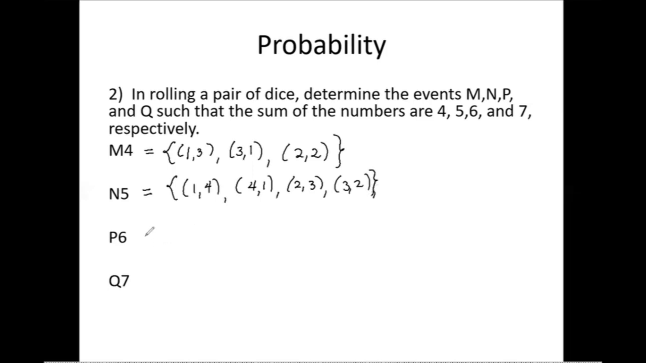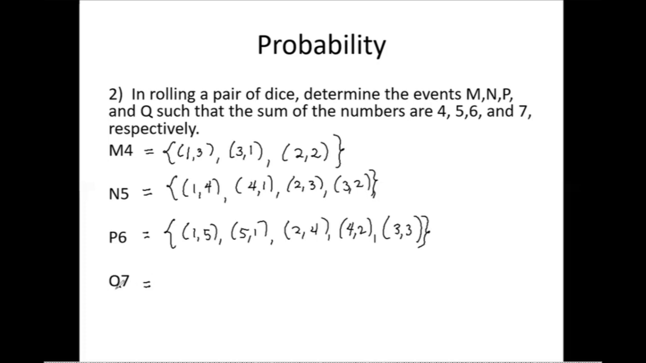Yan. Then, for P, event P, then 6, ang total ay magiging 6. So, pwede ang 1, 5, at 5, 1. Then, 2, 4, at 4, 2. Sunod ay 3, 3. Yan. Okay? Okay, wala na, no? 4, 4, meron tayong 4, 2. 5, meron tayong 5, 1. Okay, so close na natin.